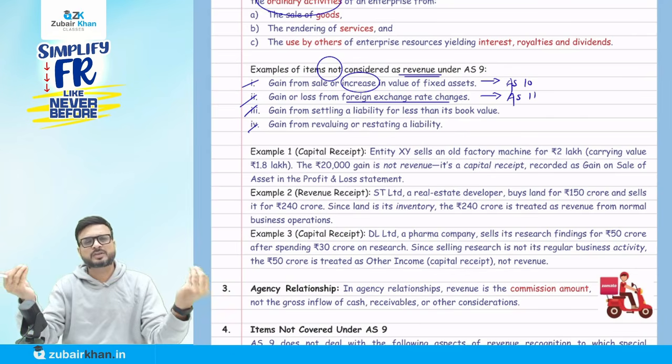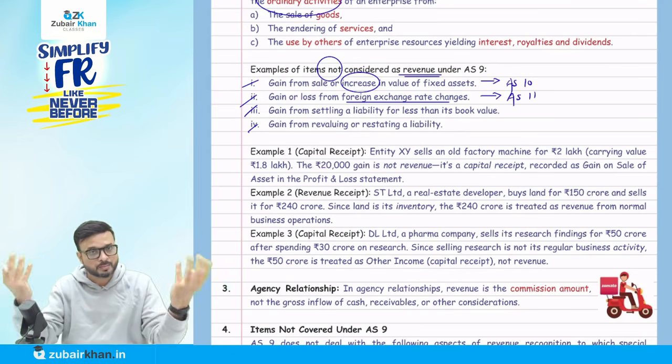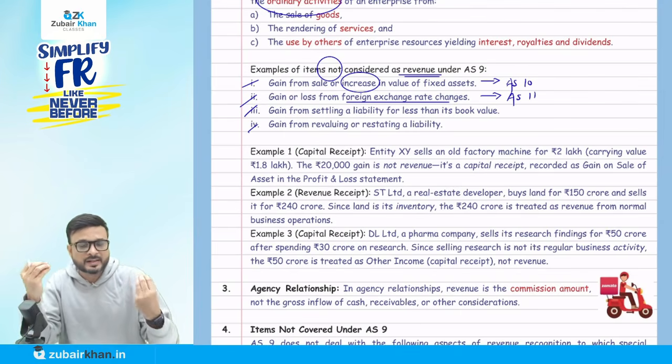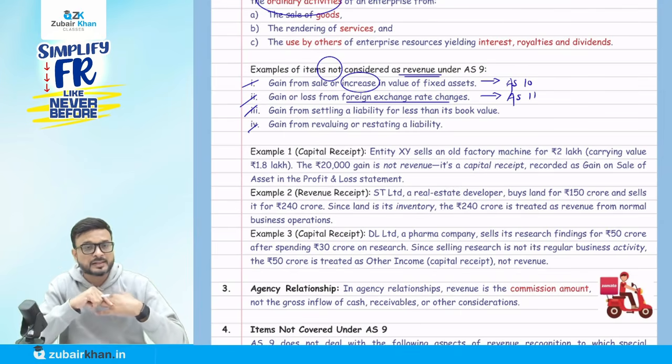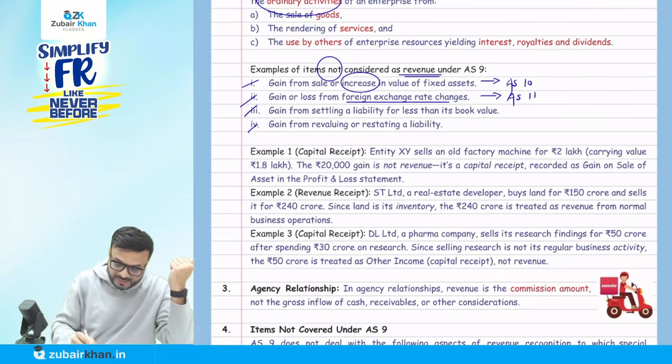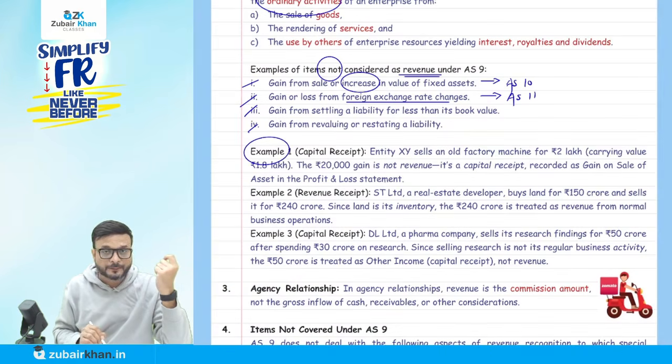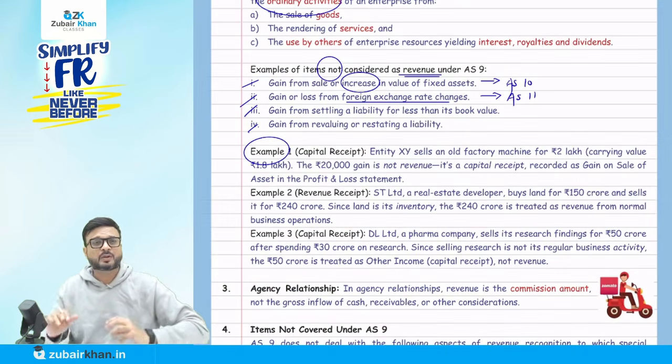AS 9 simply talks about when you have revenue from the ordinary course of business. Okay. Let's take certain examples. All these examples are from the ICAI study material only. Now, example number 1. But basically, I have simplified all those examples here.